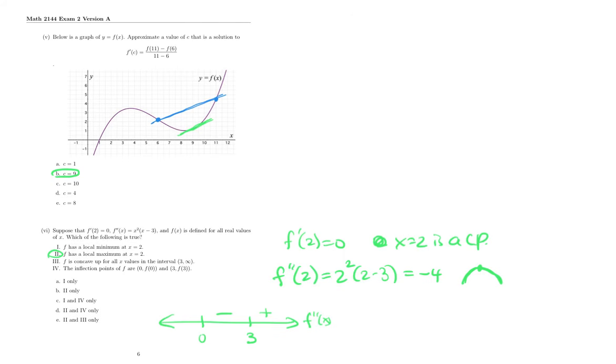If I plug in something less than 0, like negative 1, I'll get negative 1 squared, which is positive, and negative 1 minus 3 is negative, so I should get something negative. So that means that f is concave down, and then f is concave down, and then f is concave up. So f is concave up for all values in the interval 3 to infinity. So that one is true, and there is an inflection point here, but this one is not an inflection point because the concavity doesn't actually change. So x equals 0 is not an inflection point, so 4 is not true. So the correct answer is 2 and 3 only.